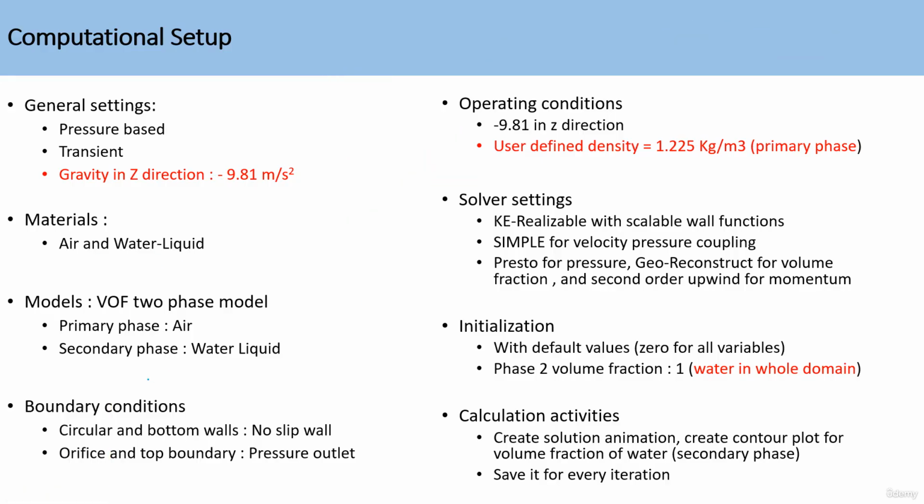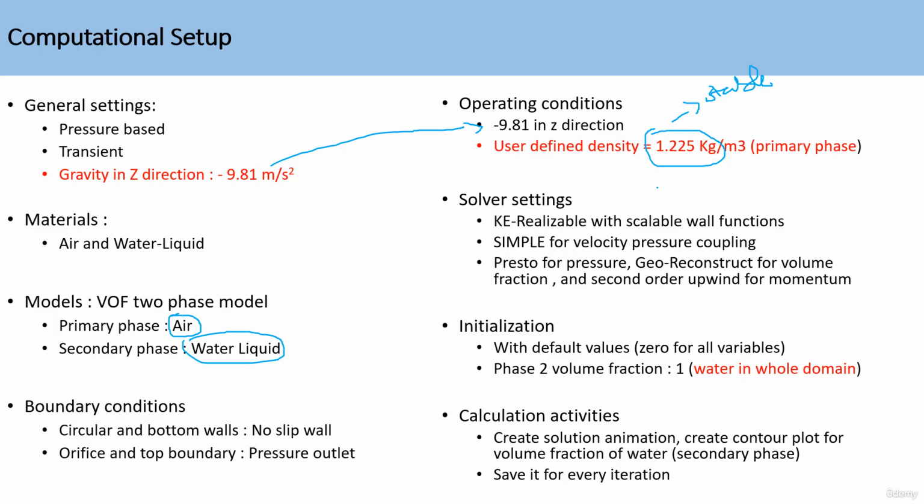Okay, so these are all settings. You can see the materials are air and water liquid. The model is VOF, volume of fluid, and so we will use two phases, air and water liquid. And boundary conditions are no slip on the circular and bottom wall, and a pressure outlet on the top boundary. Operating conditions as discussed here, gravity is this one, and the density we are going to define is the density of the lighter fluid. The logic is that the lighter fluid will be prevailing there, so the reference should be from that fluid. It will make the simulation very stable.